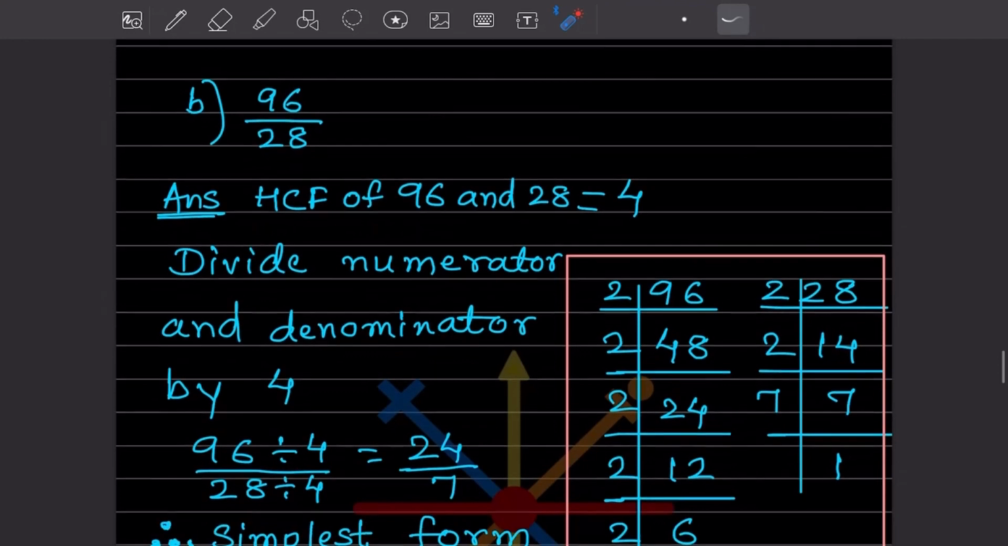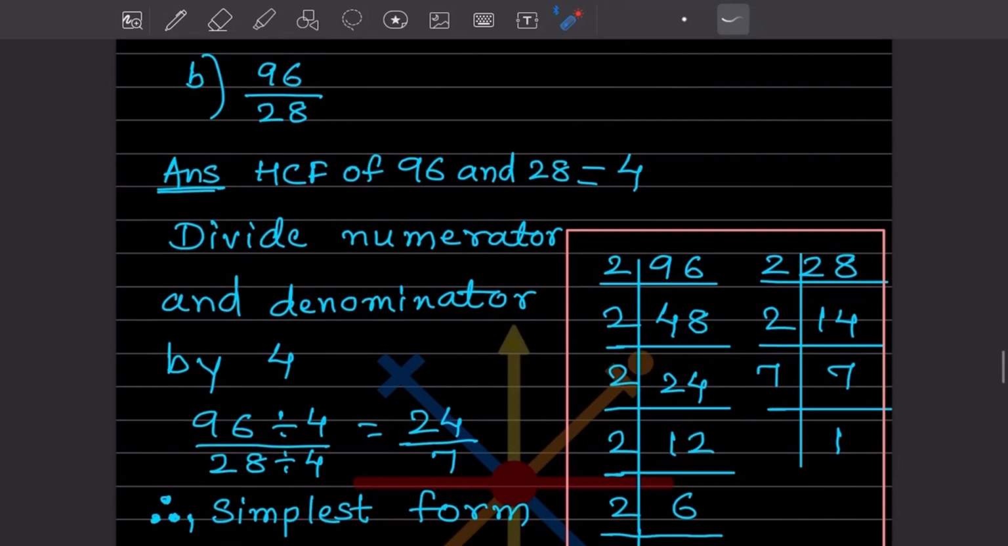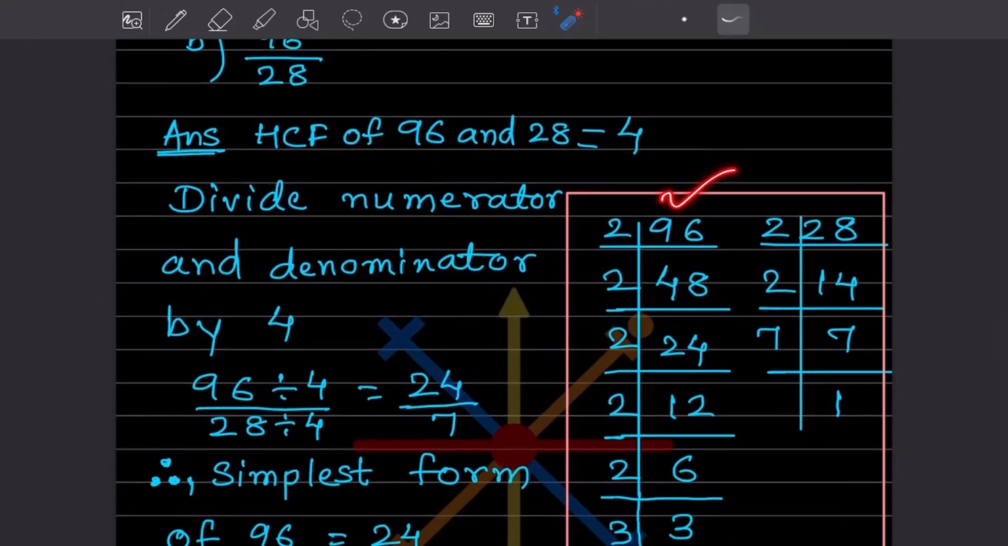Now look at this one, 96 and 28. Again, we are going to find the factors of this one, 96 and 28. 2 48s are 96, 2 24s are 48, 2 12s are 24, 2 6s are 12, 2 3s are 6, and 3 1s are 3.